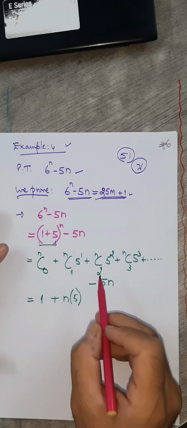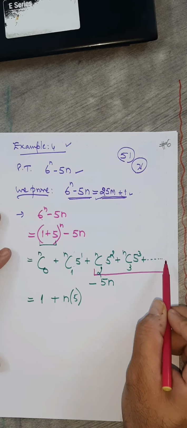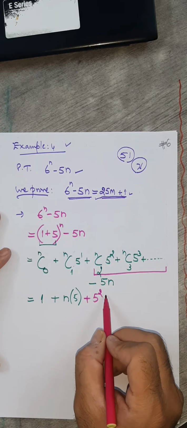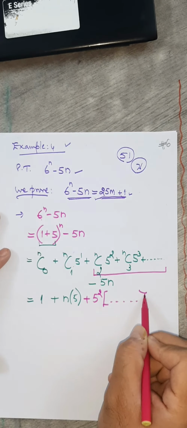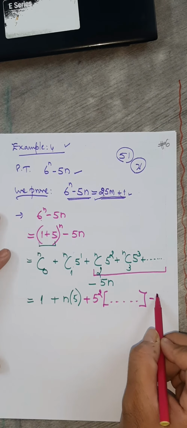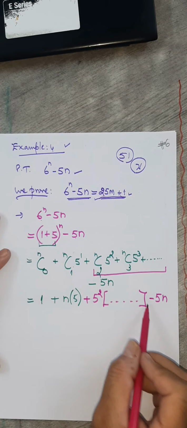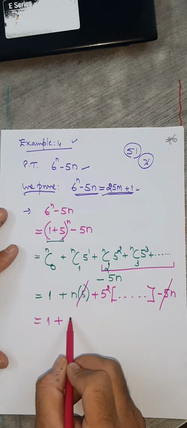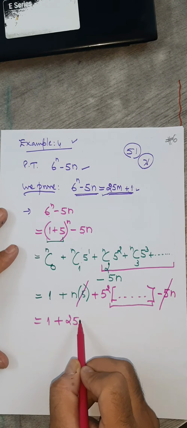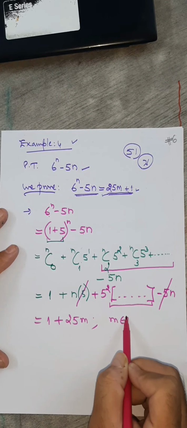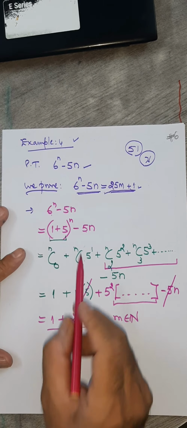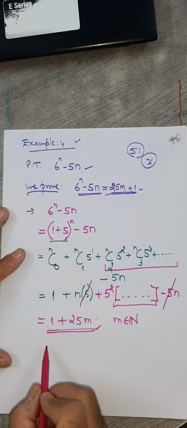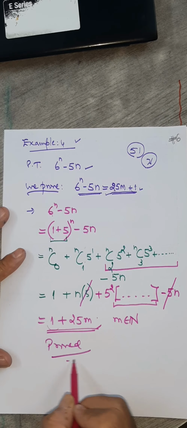Now what about the remaining terms? If you look from here to the last one of the binomial theorem, you will find 5 square common. Now look, 5 square, 5 cube, whatever remains inside it would be an integer, remember. Minus 5n as it is at the last, that is from the beginning. This will get cancelled with this. Here your 1 plus 25 into some constant. This is some constant m, remember, where m belongs to N. Right? So what you have shown, when this is divided by 25, you have remainder 1, and therefore proved. That's example number 4.